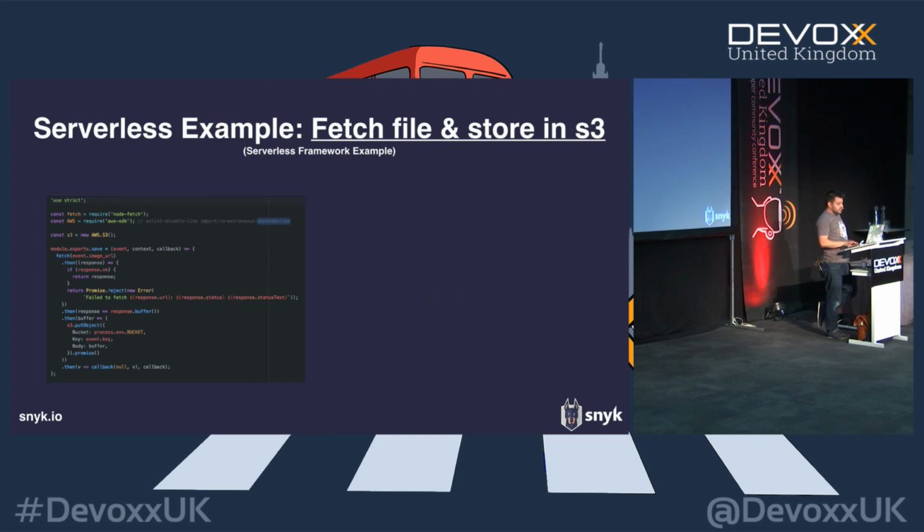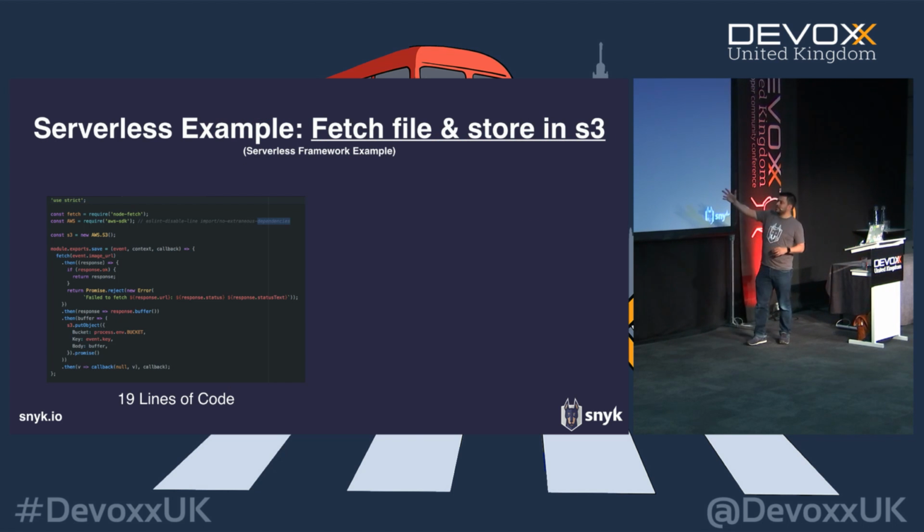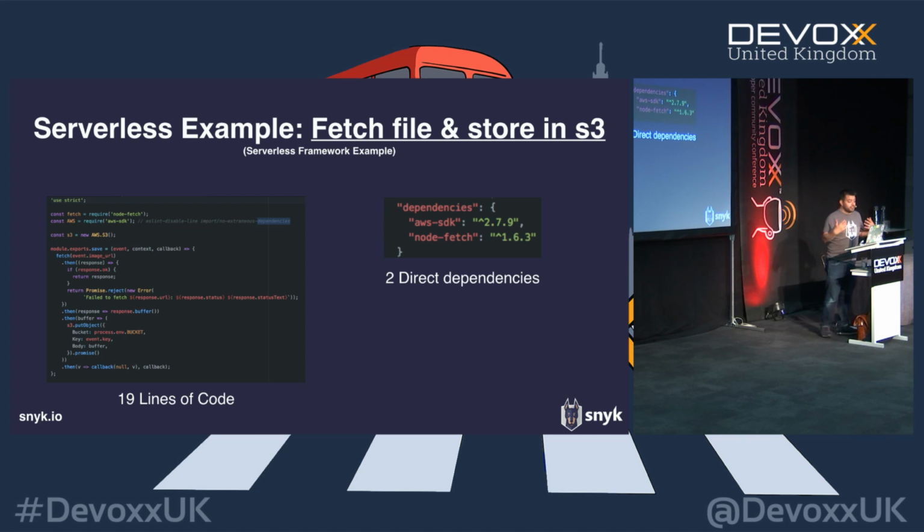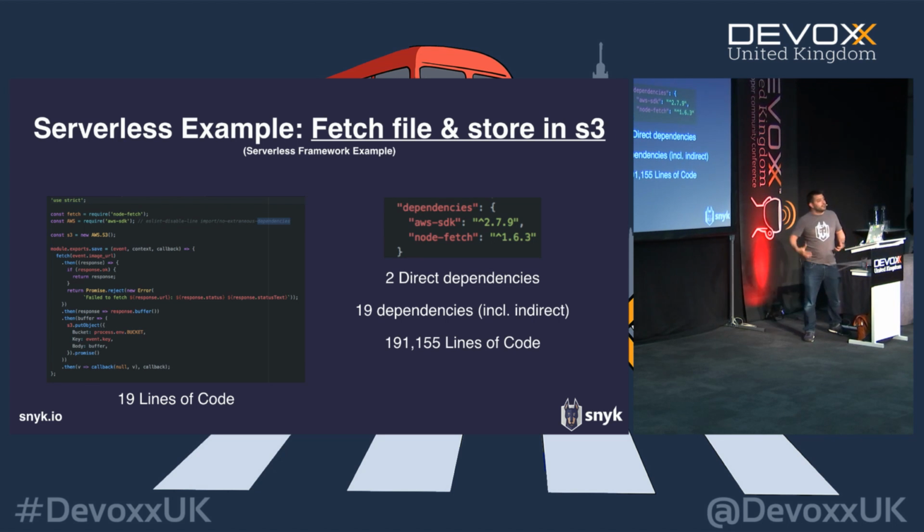If we look at a serverless example here, this is just an example that grabs a file and stores it in Amazon's S3. It's 19 lines of code. But what we're actually seeing from a runtime point of view is 2 direct dependencies and 19 transitive dependencies, so dependencies that depend on other packages, which includes a deployment of almost 200,000 lines of code. So the code that we see and write is just the start of what we're actually deploying.